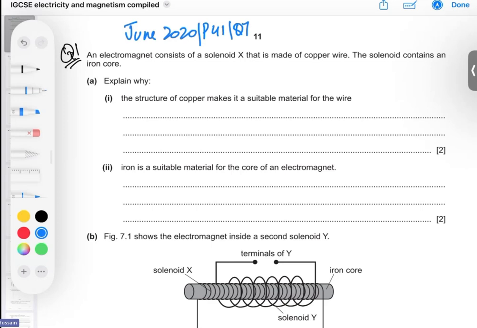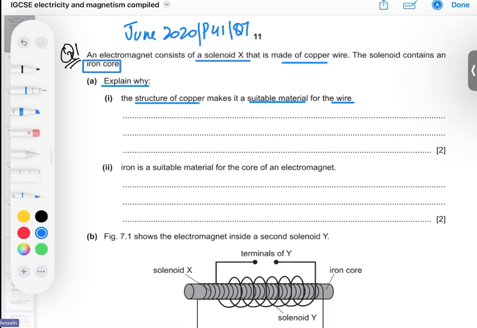Okay, the first question says an electromagnet consists of, remember me being a teacher, you will find that I underline important information. So an electromagnet consists of a solenoid X made of copper. Solenoid contains an iron core, right? So it's important that you highlight the information along the way. Explain why the structure of copper makes it suitable material for the wire. What's there in the wire?